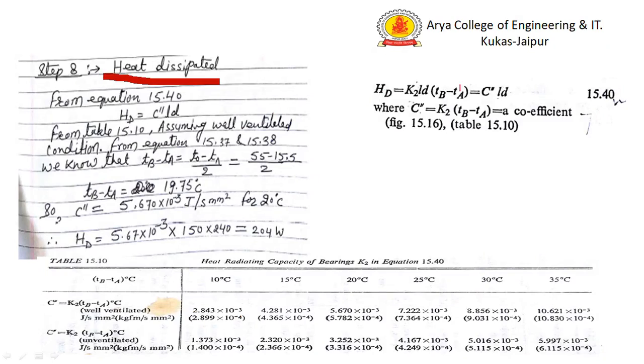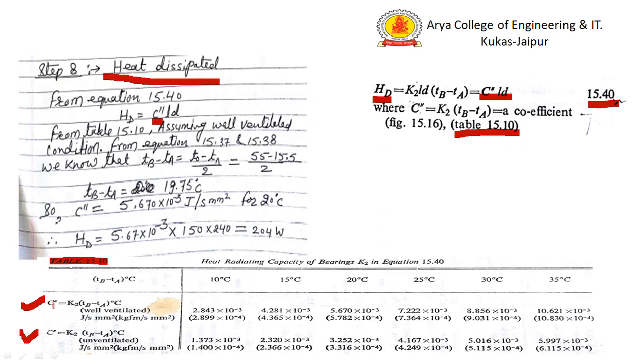Now step 8 is heat dissipated. Heat dissipated can be calculated from equation 15.40 of the data handbook. We have already discussed the concept of heat generated and heat dissipated in the previous video lecture. The equation is HD equal to C double dash L D. We have the values of L and D, but for C double dash we use table 15.10. These are the values of C double dash for a well ventilated bearing, and this is the value for an unventilated bearing.